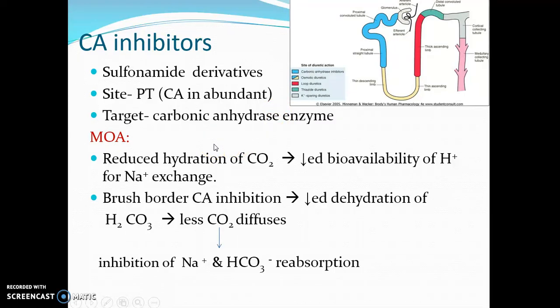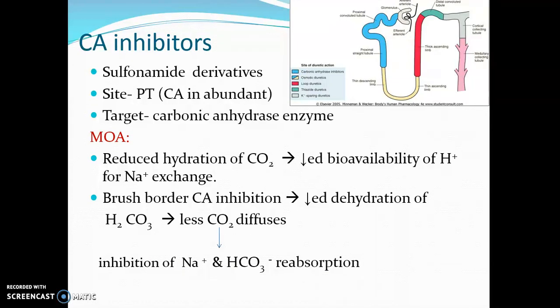So let's see the mechanism of action of carbonic anhydrase inhibitors. After this text, I will be showing the figure for the mechanism of action. So there is reduced hydration of carbon dioxide, because of which there is decreased availability of H plus ion, hydrogen ion, for exchange with that of sodium. And also because of this carbonic anhydrase inhibition, there is decreased dehydration of carbonic acid, which causes lesser diffusion of CO2 because of lesser formation of CO2, and that's why there is inhibition of sodium and bicarbonate reabsorption, causing more excretion of these electrolytes.